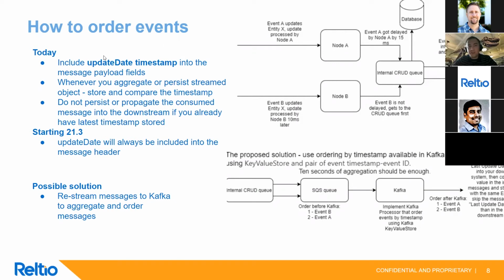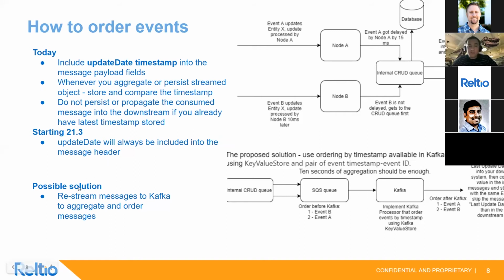You should consume this field, and you should compare it to what you already persist in your database, or whatever aggregation point you have in the pipeline. Basically compare whether what you have about this entity ID has a later or earlier update date already. And if you already have the latest date, and something earlier came in, you just ignore it. This is what we recommend. Starting 21.3, you will not need to specifically add this field into the payload. It will be in the header of every message.